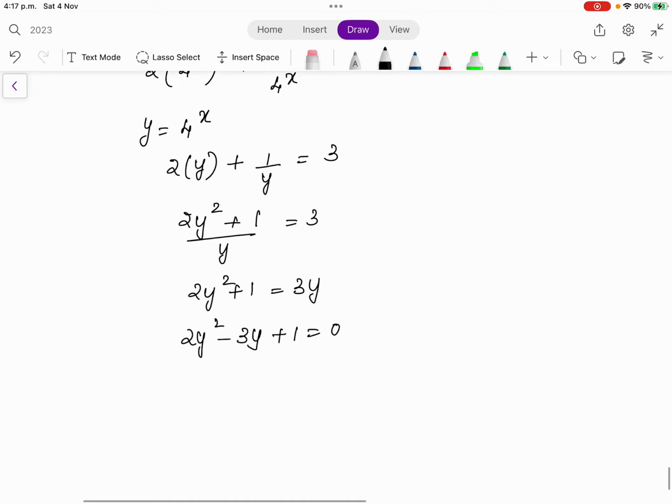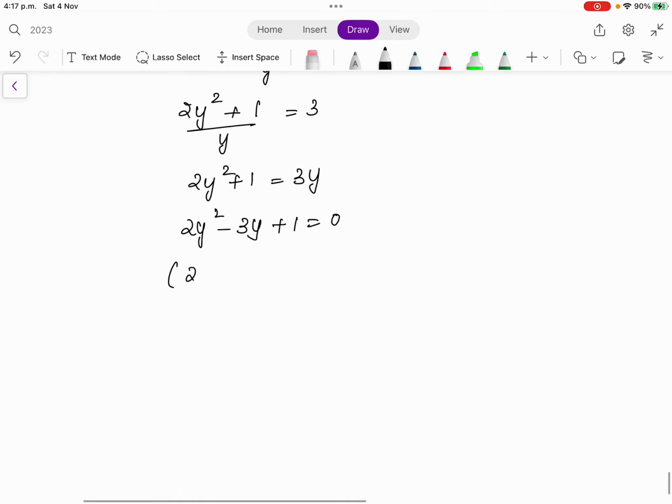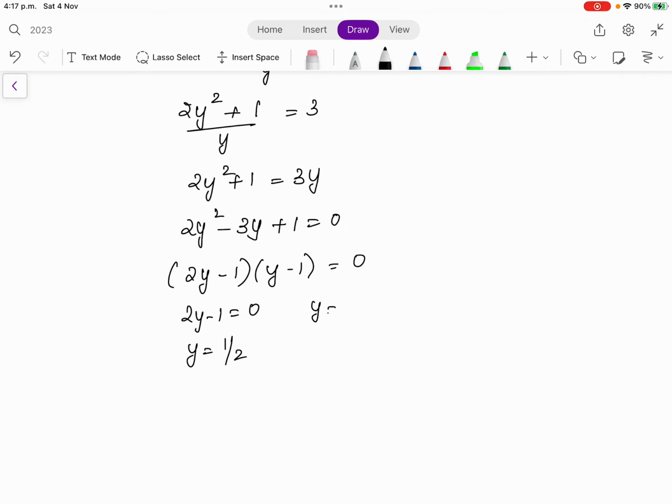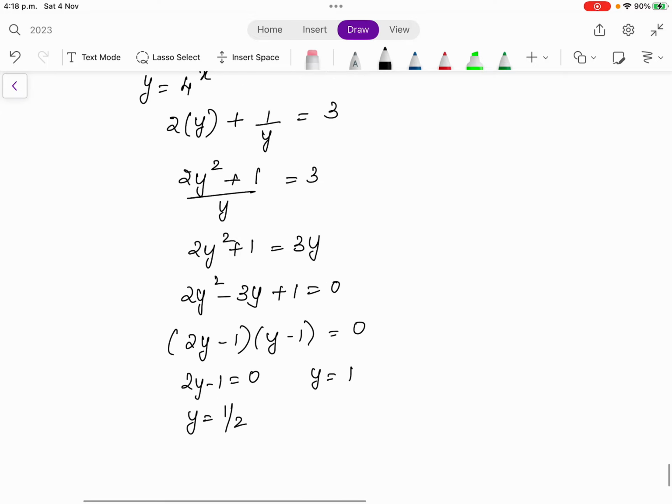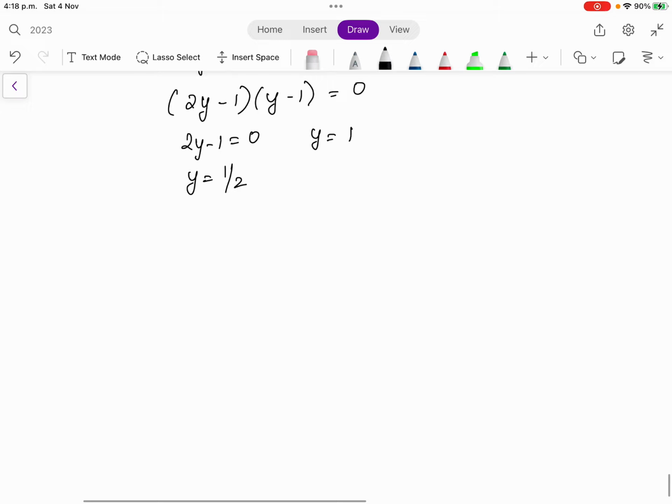Now you can factorize this, where you will get (2y minus 1)(y minus 1) is equal to 0. And then 2y minus 1 is equal to 0, so y is equal to 1 over 2. And here y is equal to 1. Now as I said, we should not stop with y. Y is equal to 4 to the power of x. So I am writing 4 to the power of x is equal to 1 over 2.